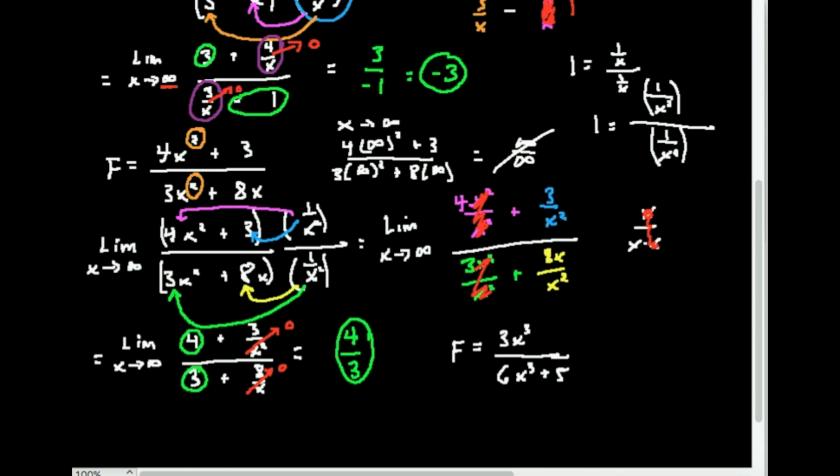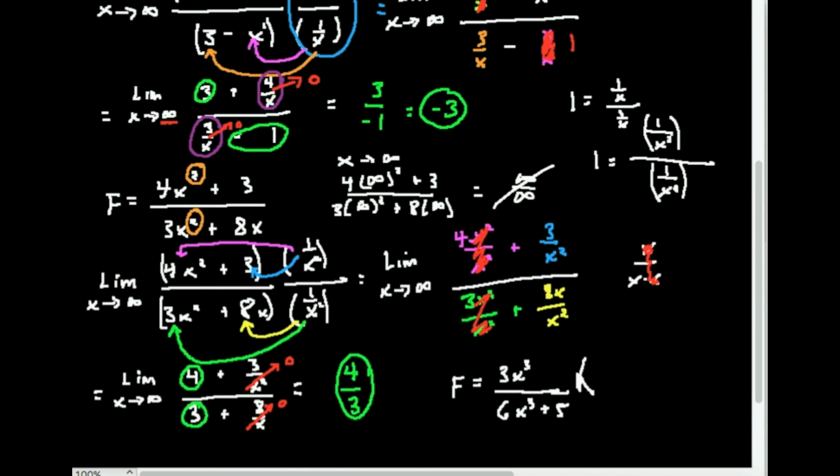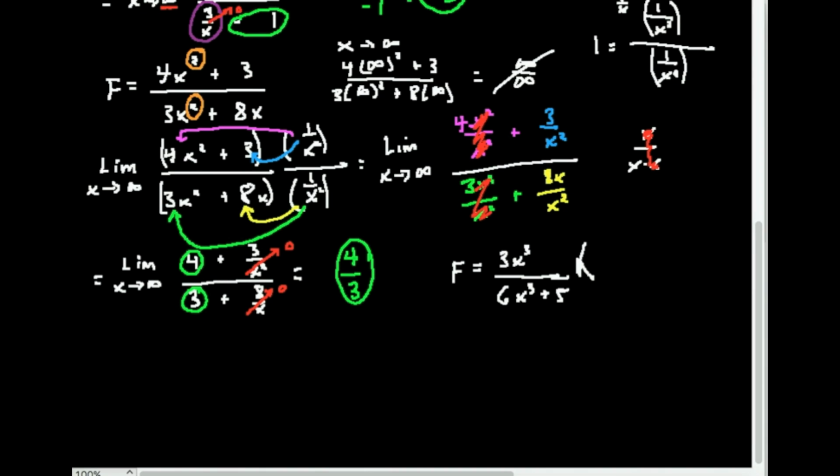the way you would get around this is you'd multiply not by 1 over x over 1 over x, not by 1 over x squared divided by 1 over x squared, but since the highest power here is 3, you multiply by 1 over x to the third divided by 1 over x to the third, okay? And that will ultimately get you the answer that you're looking for, okay?